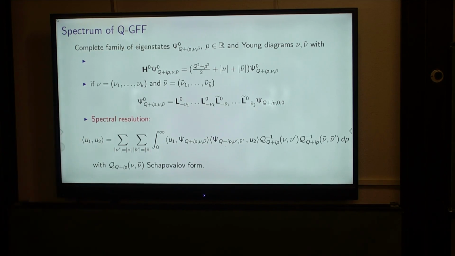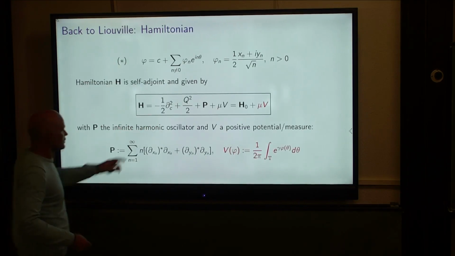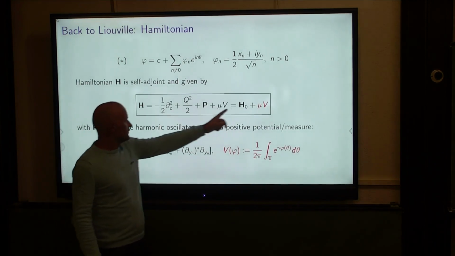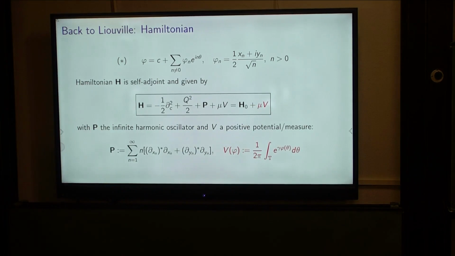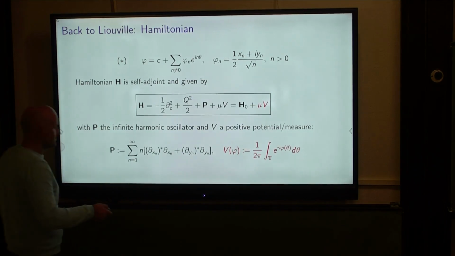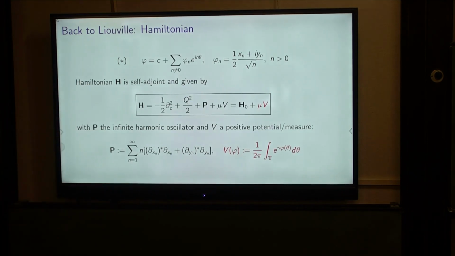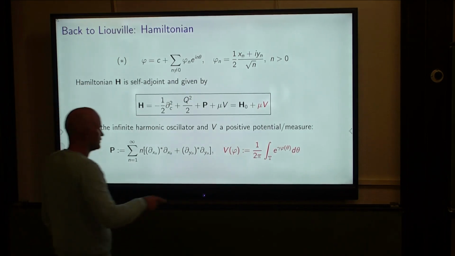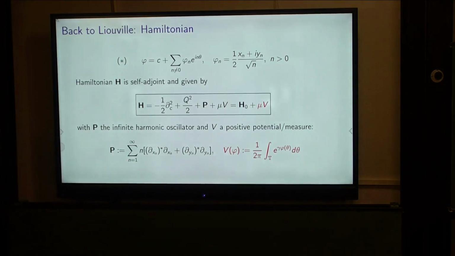Anyway, for the QGFF, everything is more or less explicit. And now back to Liouville. So Liouville is just that you have the free field Hamiltonian plus the potential. Okay? And so the potential is this guy here. The V, so it was this integral of the exponentiated free field on the circle.